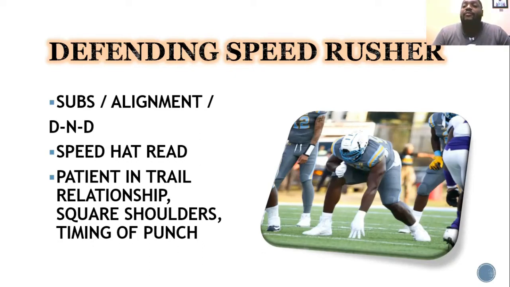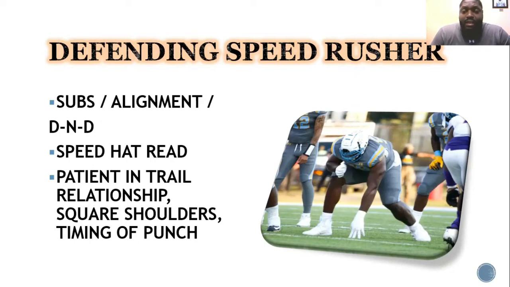I need to know that when that defender does decide to attack me and he gets in my punch radius, that's the time to punch the defender. I can use my independent hands, where I have a clamp hand and a stab hand, or I can use my double punch where I'm stabbing on the inside breastplate of that defender. So that's just kind of how we teach to stop a speed rusher.